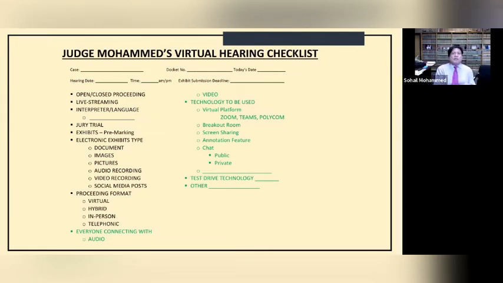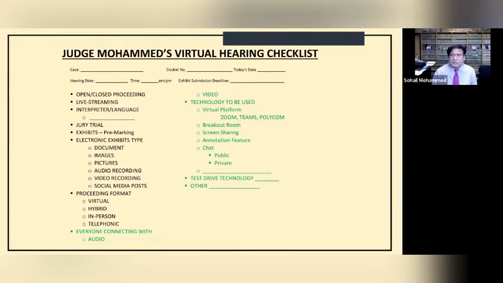Also find out, whatever technology or virtual courtroom you're using, whether there is room for breakout rooms. I will talk a little bit more about breakout rooms in Zoom versus Teams. Screen sharing: are you going to be sharing a document, just like I'm sharing documents now? If you are, become familiar with how to use the document sharing.